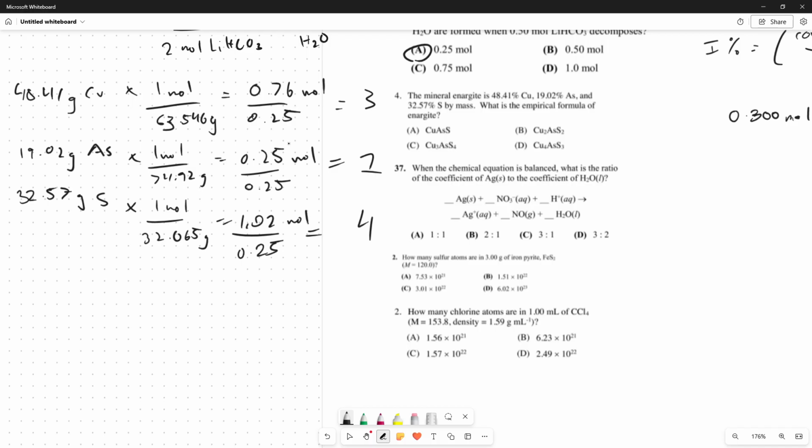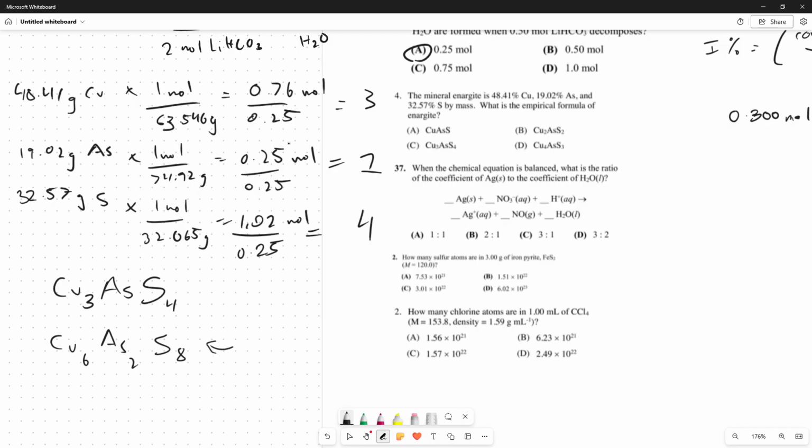So these numbers tell us the amount of atoms that are going to be in the formula. So for copper, we're going to have 3 atoms of copper. For arsenic, we're going to have 1 atom. And for sulfur, we're going to have 4 atoms. And remember, pretend that once we did this, we would get Cu6, As2, and sulfur 8, okay? Just pretend that we did.